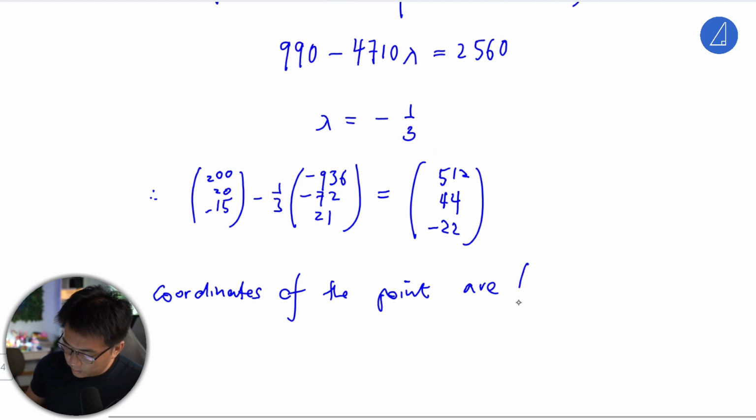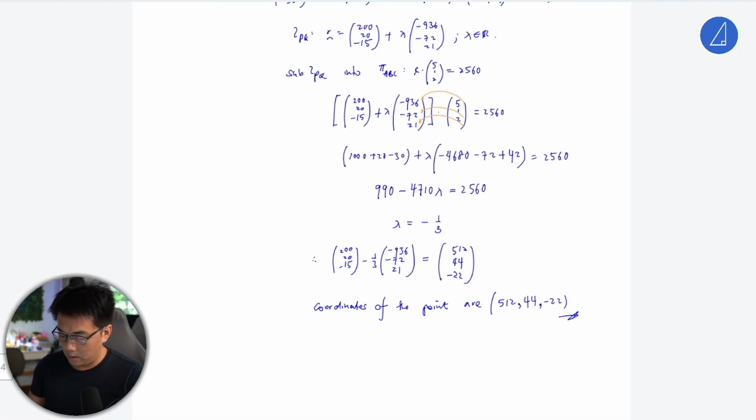So hence the coordinates of the point are 5, 12, 44. They want it in coordinates form, so you just leave it in coordinates form. Okay, 5, 12, 44, negative 22. Okay, that's it.